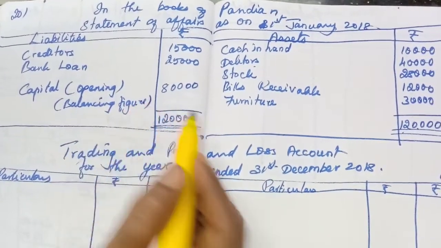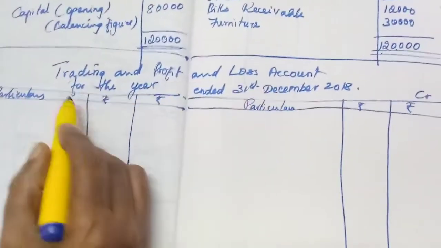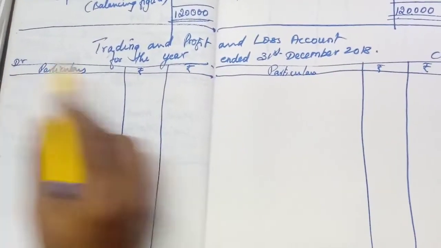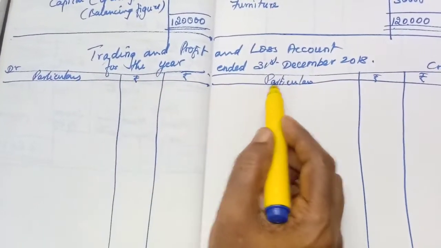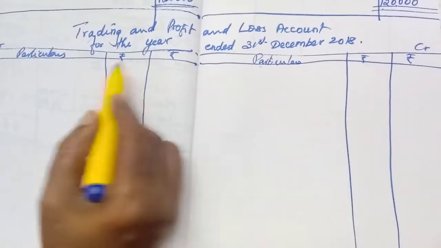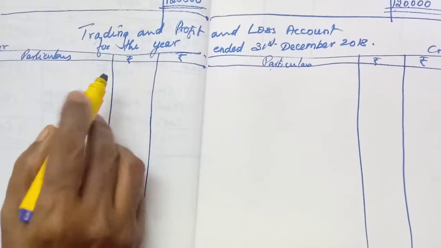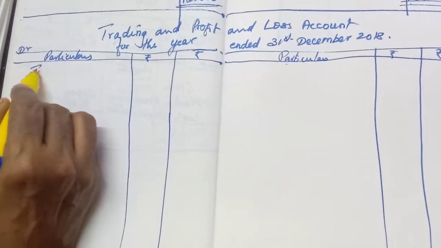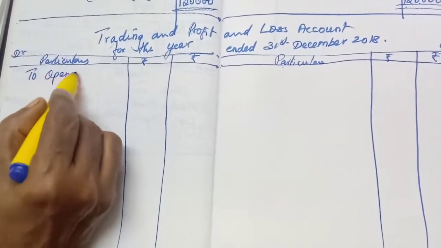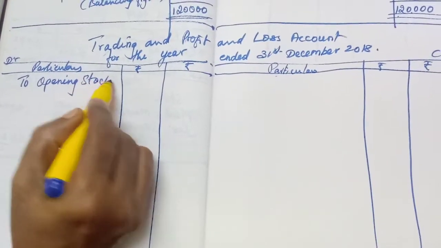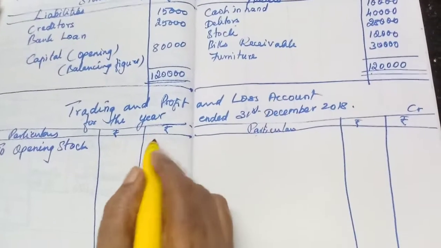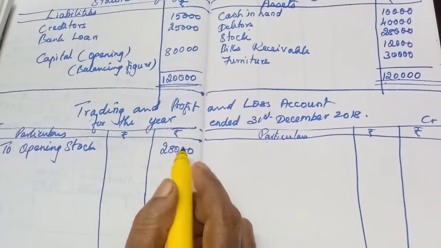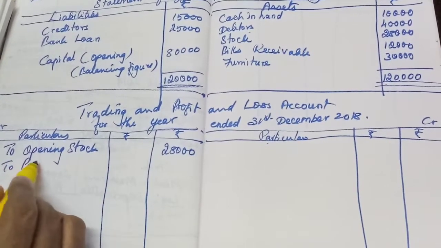So again next step we need to prepare trading and profit and loss account for the year ended 31st December 2018. Debit, credit, then particulars rupees, particulars rupees, because we have some adjustment. We need to use this inner column. Okay, now you come to the particulars, debit side. To, what is the first item? To opening stock. Opening stock that we have written here, 28,000.